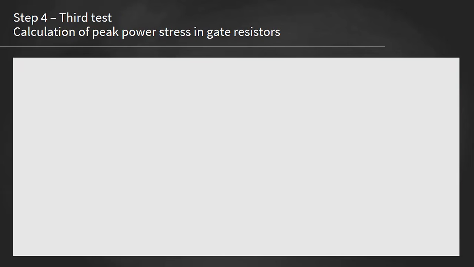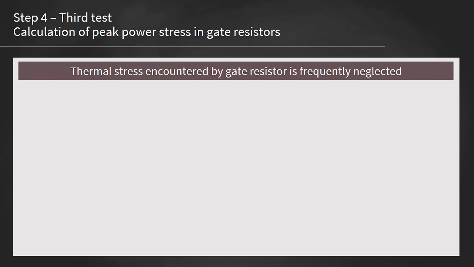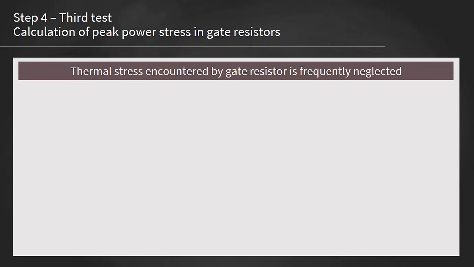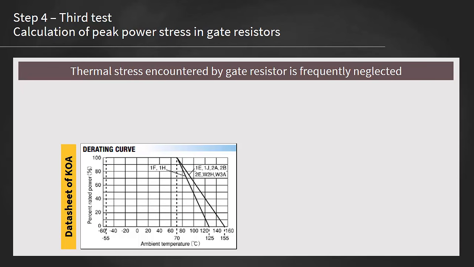Moving on to the third test, one thing that gets quite frequently neglected is the thermal stress encountered by the gate resistor. After selecting the gate resistor, the peak losses can be calculated. This should also take the thermal derating into consideration, which is given in the individual derating curve of the resistor type. In our case, the derating is 80% due to high temperature operation at 85 degrees Celsius.